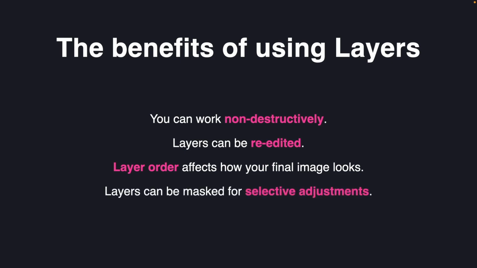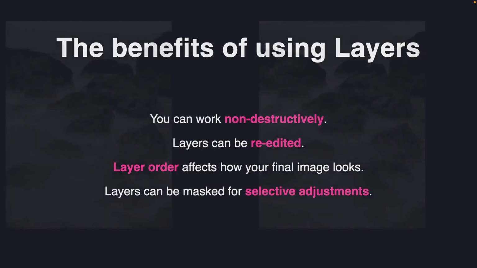Another thing about working with layers is that they can be masked for selective adjustments. And what I mean by this is adding an adjustment only to a specific area of an image. Think a black and white adjustment with some color of the original photo peeking through. And that's only one example of a selective adjustment with masking. And of course, we'll be discussing masking in later chapters throughout this course.